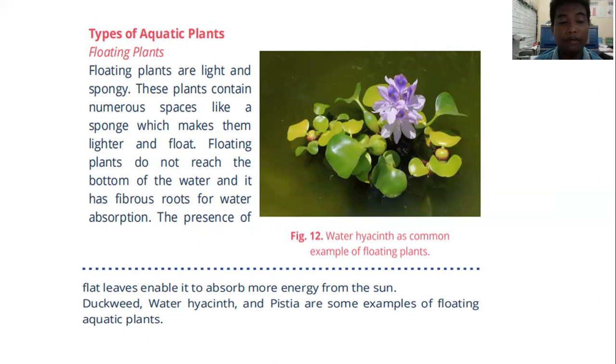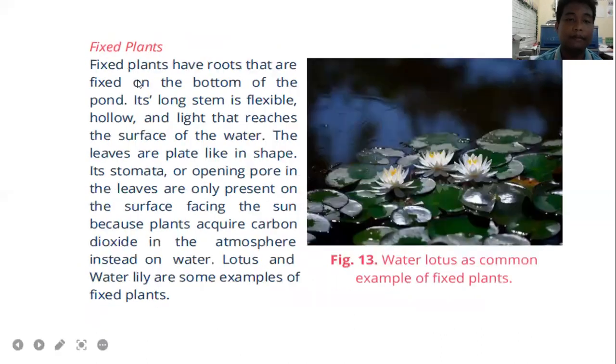So the presence of flat leaves enables it to absorb more energy from the sun. Most of the floating plants have flat leaves to capture more energy from the sun. Duckweed, water hyacinth, and pistia are some examples of floating aquatic plants. So those are examples of floating plants.